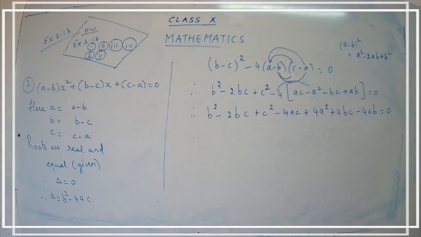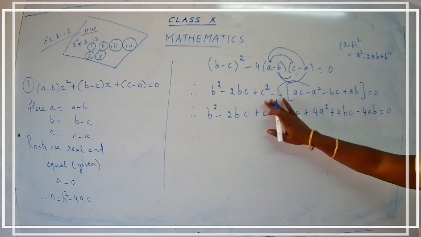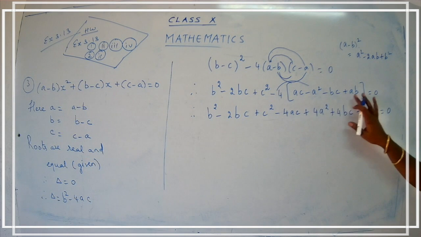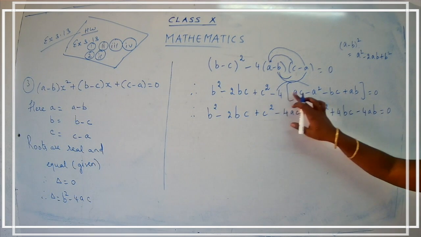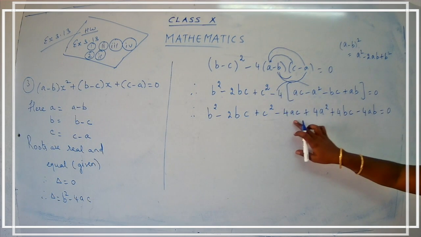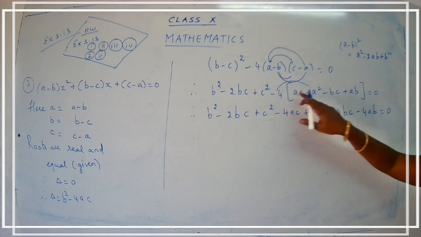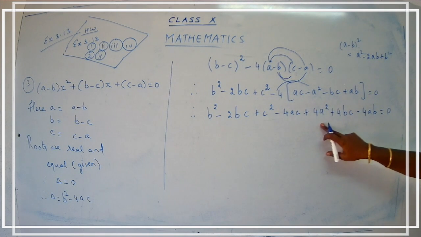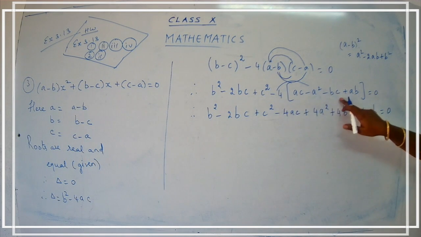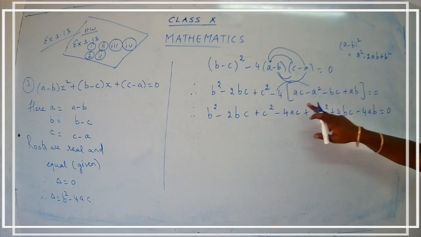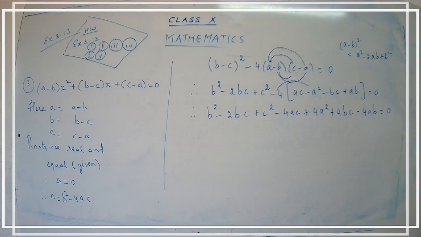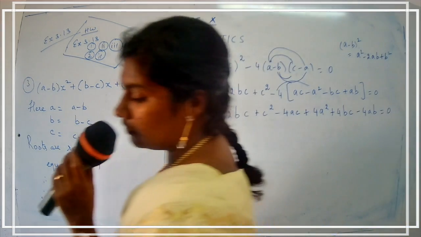I have just expanded. So b square minus 2bc plus c square, then I have opened the bracket. So minus, whenever you have minus, be careful. Minus 4 into AC, minus 4AC, minus 4 into minus a square, plus 4a square, minus 4 into minus plus, then minus plus minus. So you get the answer as minus 4AB is equal to 0. Clear, children? Just stay on the step. We have still more to go. I'll just do it. Stay on the sums.